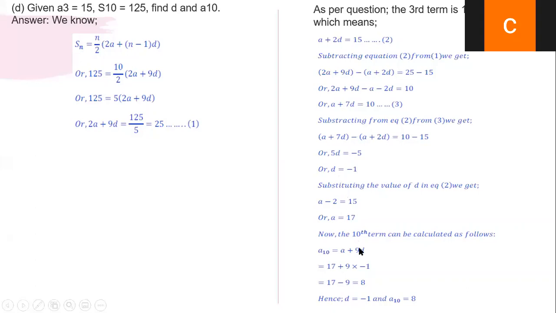Here we got the a value and d value. They're asking us to find the 10th term, that is a10. So the 10th term is a plus 9d. Anyone have doubt here, children? So apply the a value and d value in the 10th term and we'll be getting the answer. Any doubt, children, here? Once again, repeat.